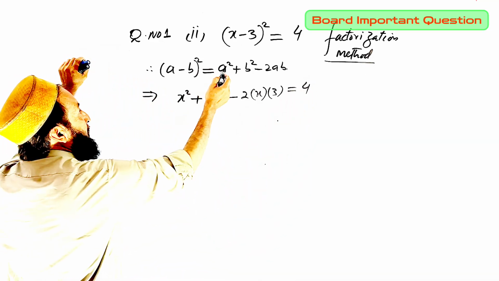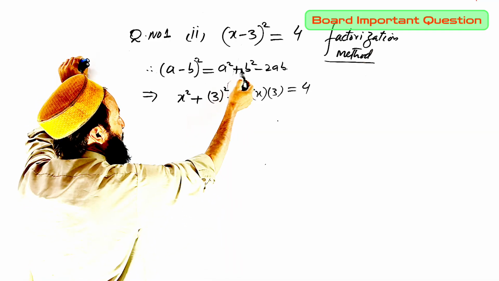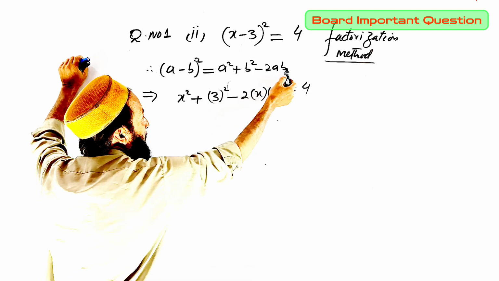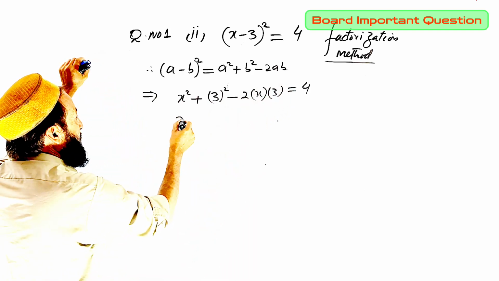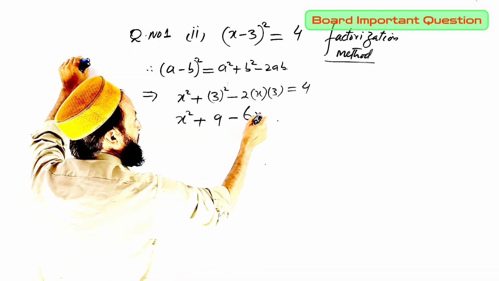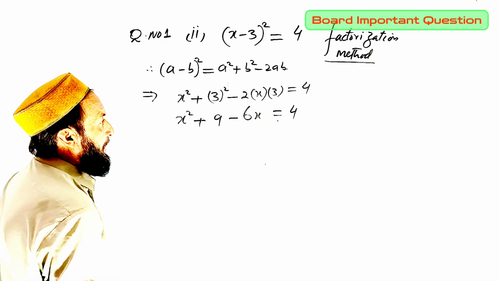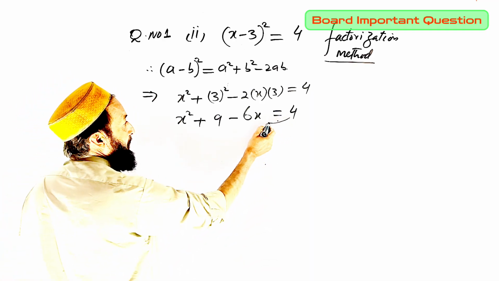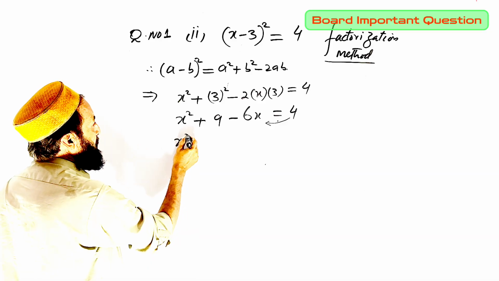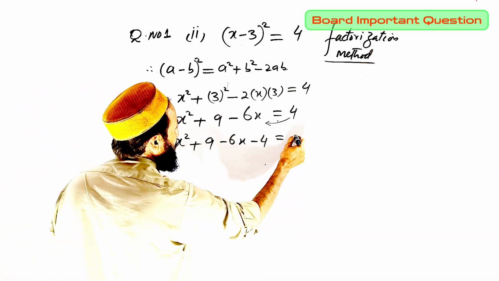Now in here a is considered x and b is considered 3. So according to this formula we substitute a is equal to x and b is equal to 3. Now open this one: x square plus 9 minus 3 multiplied by 2, we get 6x, is equal to 4. But in factorization we change the right term to the left side, and their sign is also changed. So x square plus 9 minus 6x minus 4 is equal to 0.